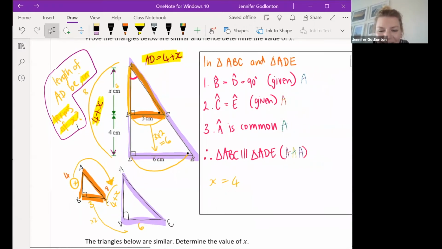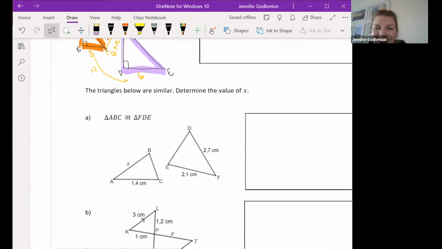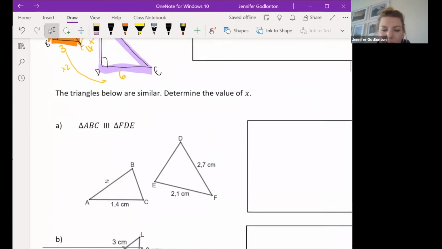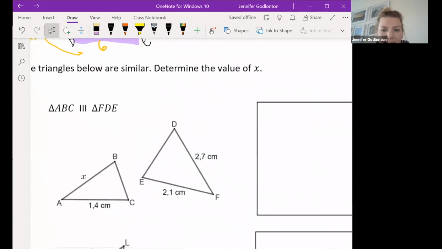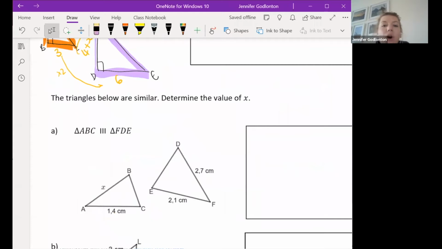Cool. Let's try a different one over here. Okay. So now I'm going to have to show you a slightly different way of working with these, but I don't want you to panic. Please, can no one panic? I don't want you to stress. I'm going to show you something slightly different over here. These two triangles that you are looking at, they have told you in the sentence over here that they are similar. And we have to work out the value of x.